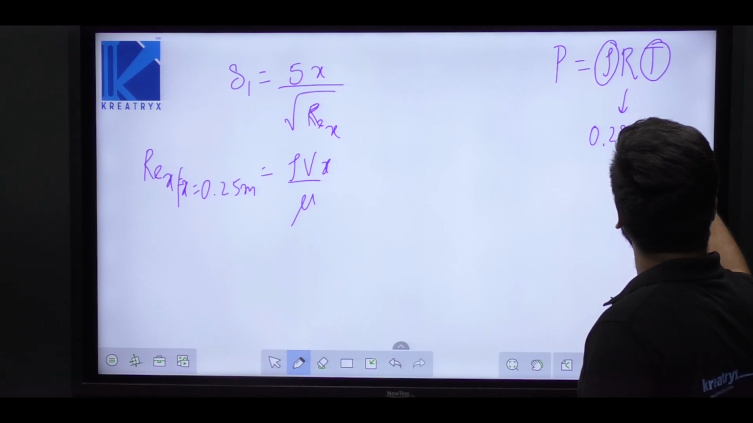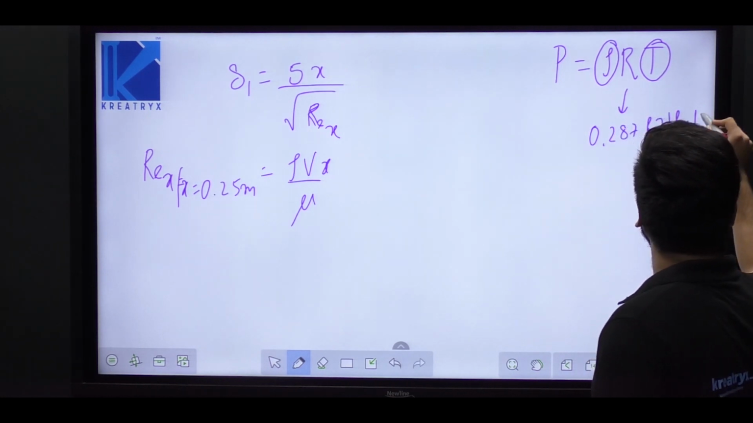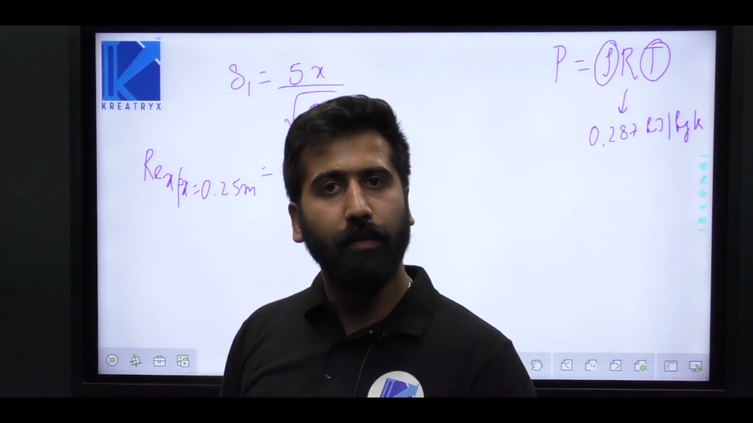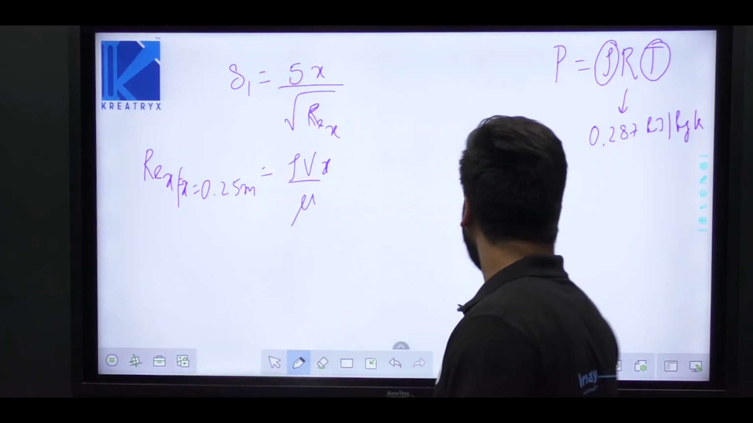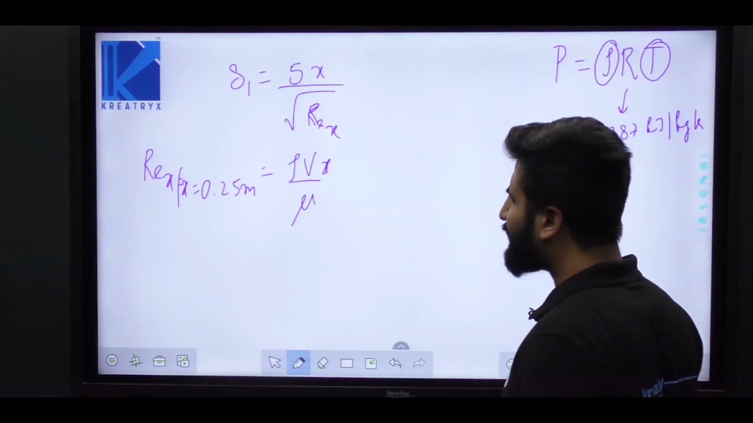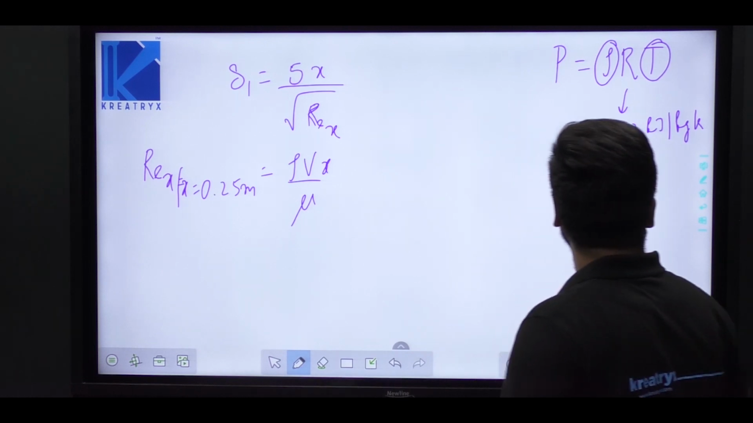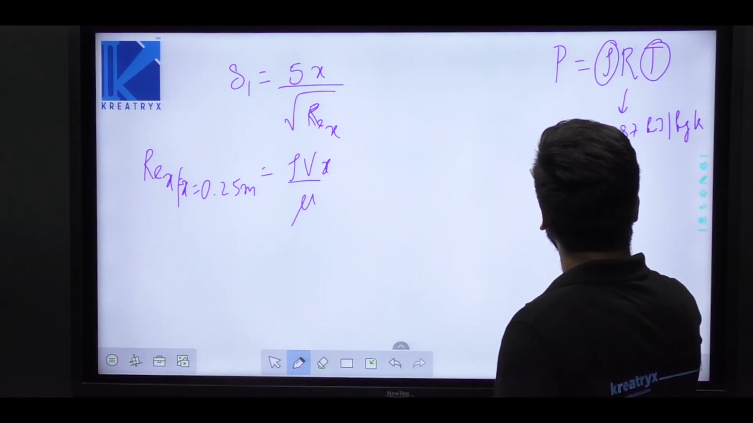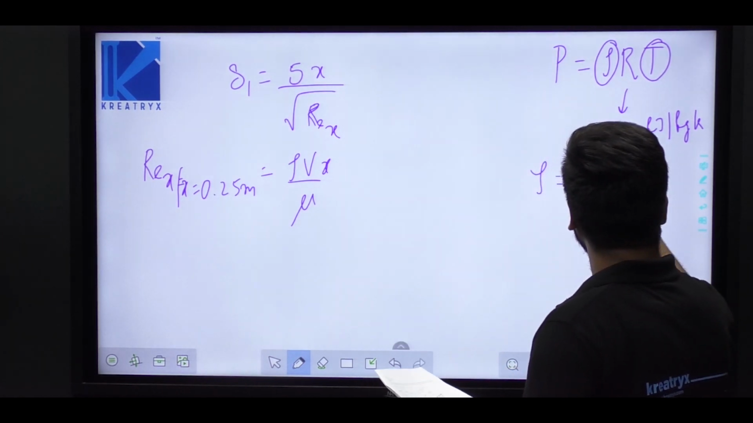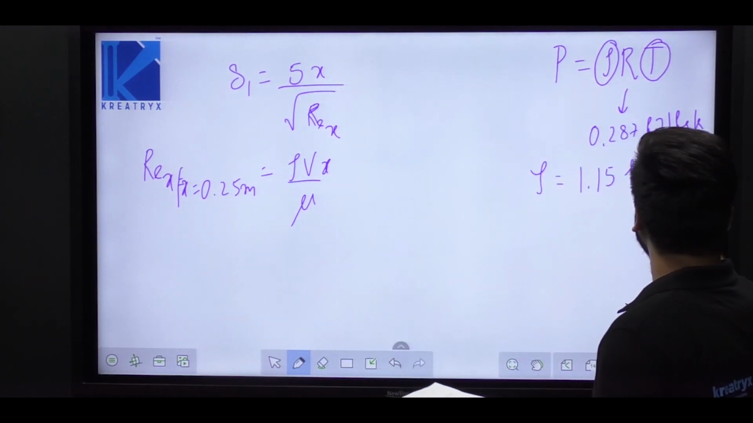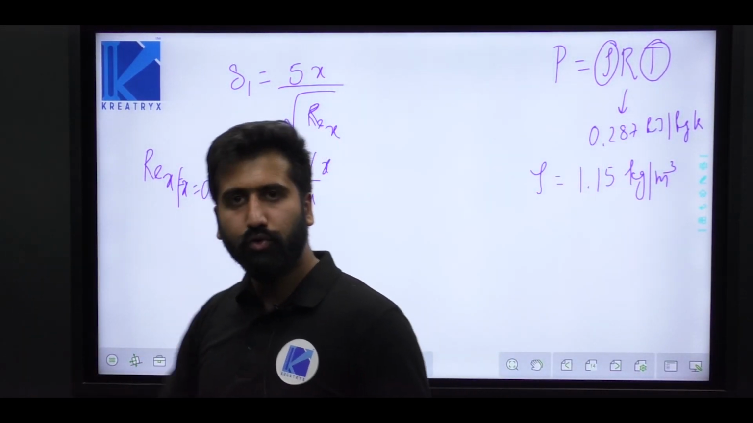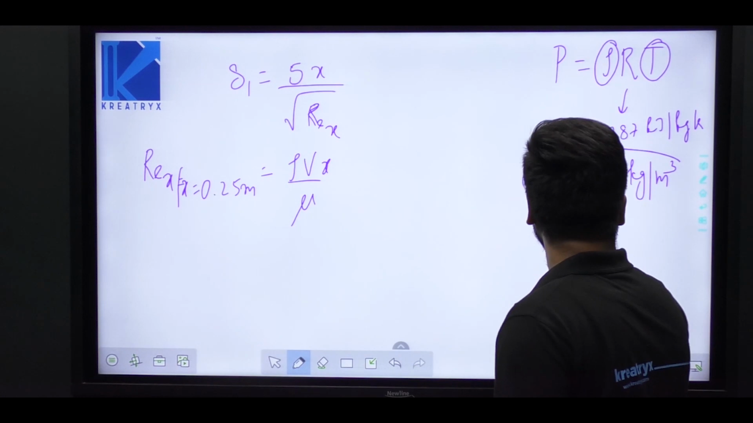0.287 kilojoule per kilogram Kelvin for air. How do you know this? 8.314 kilojoule per kilogram Kelvin divided by 28.84, the molecular mass of air, approximately. So you get rho as 1.15 kilogram per meter cube. Put this R in joule per kilogram Kelvin, not in kilojoule per kilogram Kelvin. So now you get rho.